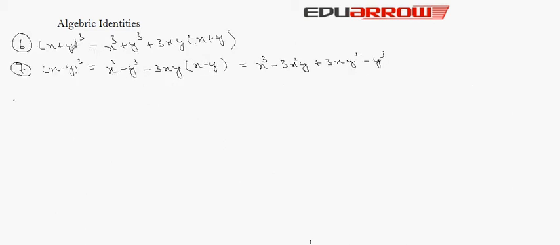Now, sixth identity is (x + y)³ is equal to x³ + y³ + 3xy(x + y). This can be written as x³ + y³ + 3x²y + 3xy². Now, next identity, that is seventh identity, is (x − y)³ is equal to x³ − y³ − 3xy(x − y). That can be written as x³ − 3x²y + 3xy² − y³.